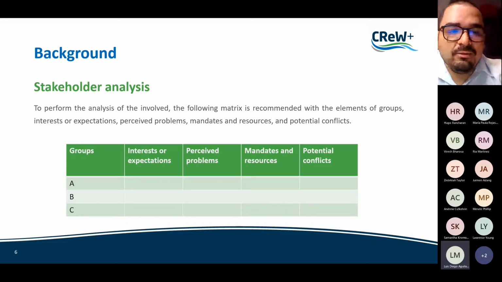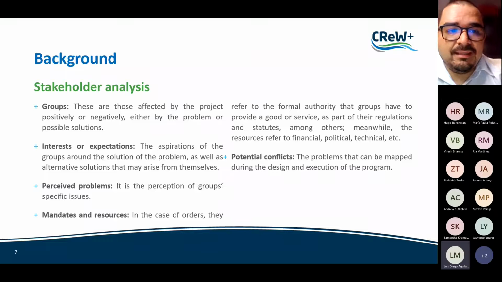Well, how to do a stakeholder analysis? To perform the analysis of the involved, the following matrix is recommended with the elements of groups, interests or expectations, perceived problems, mandates and resources, and potential conflicts. So there is a simple chart. The groups are those affected by the project positively or negatively, either by the problem or possible solutions. The interests or expectations are the aspirations of the groups around the solution of the problem, as well as alternative solutions that may arise from themselves.